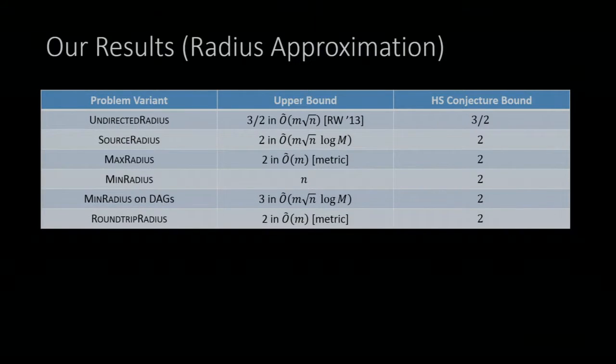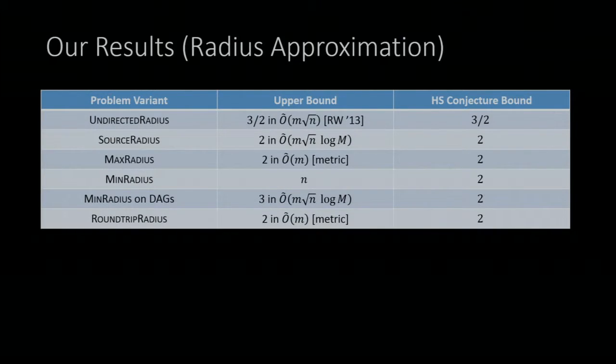So for source radius, we present a 2 approximation algorithm. And this one's not trivial, because if you think about it, source radius is not a metric. Just because there's a center that can reach everything quickly doesn't mean that if I pick an arbitrary node, I can get to the center and then get to any other node quickly. So we spend a bit of work proving a 2 bound, and then we also show a 2 lower bound from the hitting set conjecture.